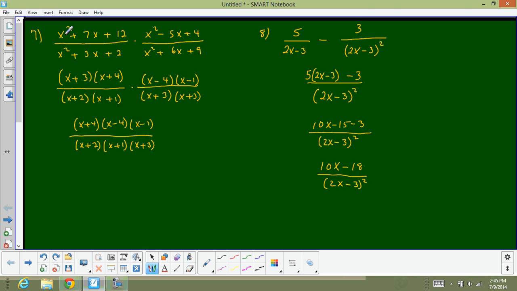But so factoring this numerator, we get x plus 3 times x plus 4. And the denominator on that left-hand side is x plus 2 times x plus 1. And likewise, on the right-hand side, we get x minus 4 and x minus 1. And factoring these things is the stuff of high school, in fact, elementary algebra, and so it ought to be pretty easy to perform these reverse FOILs.